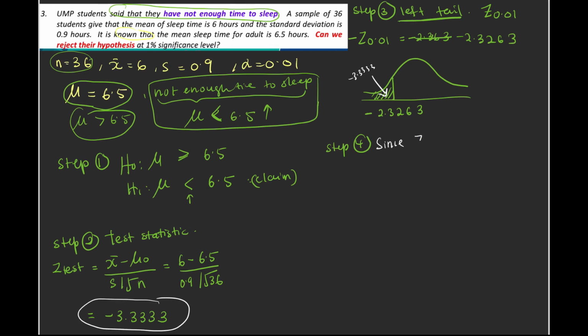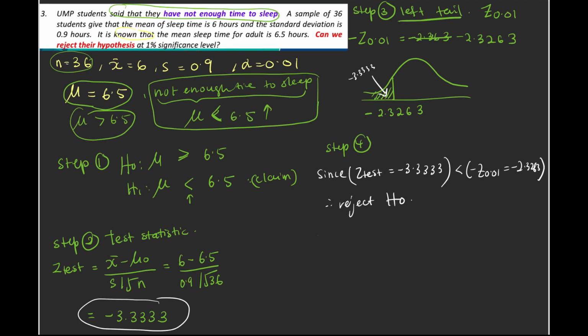Since Z test is equal to negative 3.3333, which is less than negative Z 0.01, negative 2.3263, you have to reject H null.